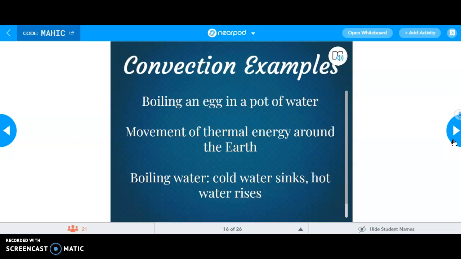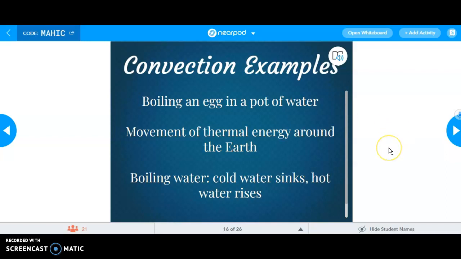Examples of convection. This might be the one thing that people need to jot down: boiling an egg in a pot of water. Here's this middle one: the movement of thermal energy around the earth. I think that's more weather, but knowing them, they probably put that on the benchmark, which we'll find out when we get to go over that. Boiling water: cold water sinks, hot water rises. So hot air rises, cold air sinks, hot water rises, cold water sinks. These are all convection examples.